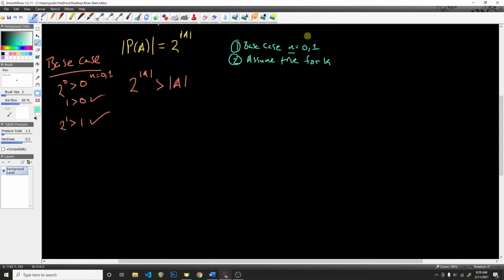So if n is equal to 0, we can say that k is equal to 0. If n is 1, then k is equal to 1. They are basically interchangeable, don't let that throw you off. But what we're going to say is that 2 to the k is greater than k. And we are assuming that that is true.